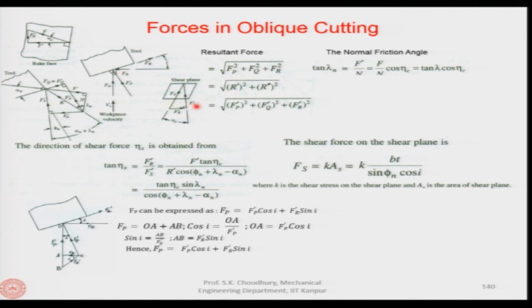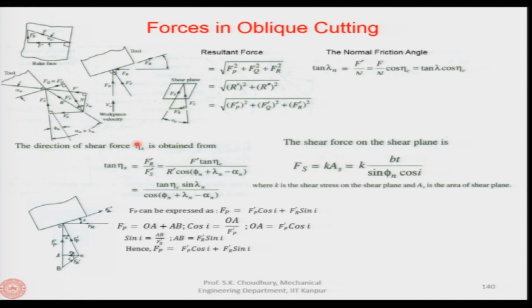If you see this, what I mean to say is that Fr and Fp, okay, are both making an angle of i with this Fp prime and Fr prime. So, therefore, Fp square plus Fq square plus Fr square can be written as Fp prime square. Fp prime is coming out to be in here. Okay. So, Fp prime is here, Fq square, Fq prime square, it is here, and the Fr prime square. Fr prime is making an angle of i with the Fr.